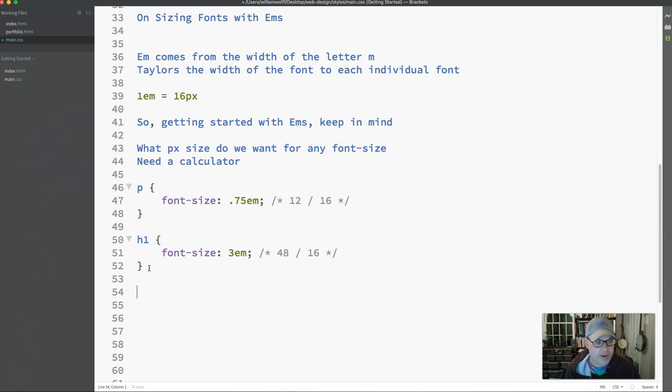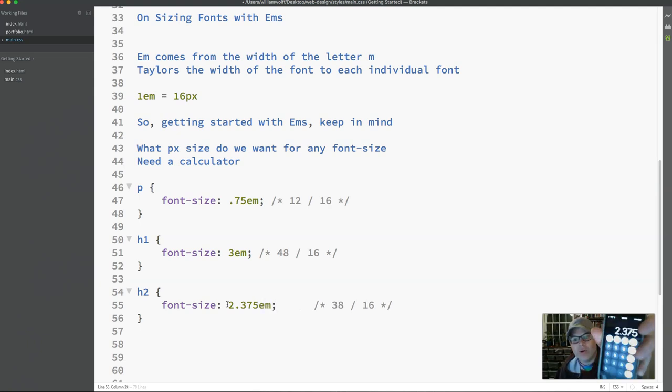Let's say that I have an H2, and my target size for that is going to be 38 pixels. I know that to get the calculation for my EM, I'm going to divide that by 16. So I open up my calculator again: 38 divided by 16 equals 2.375 EM. And we write out the entire decimal.